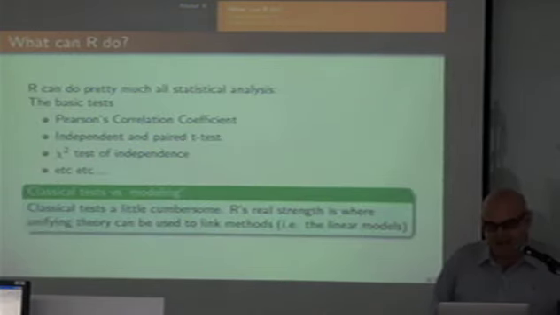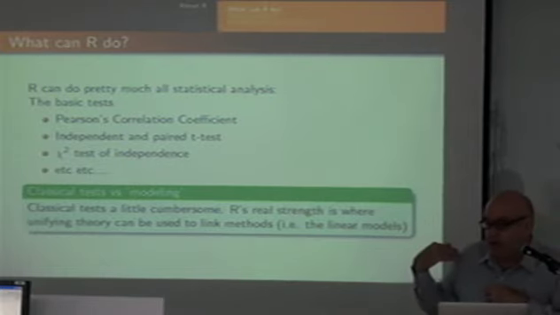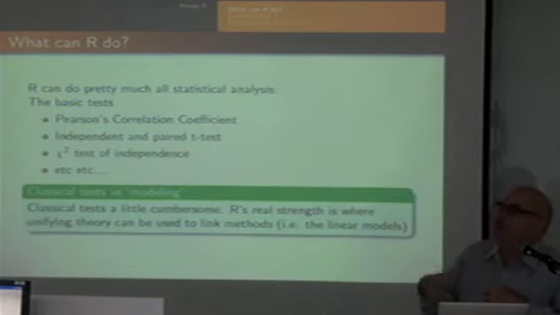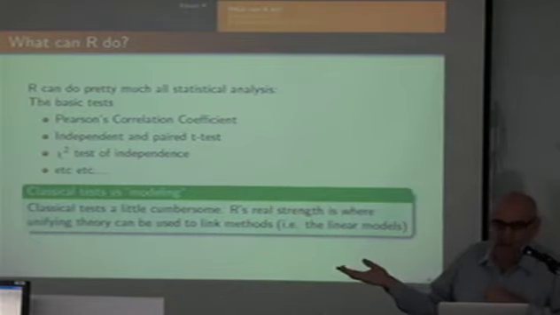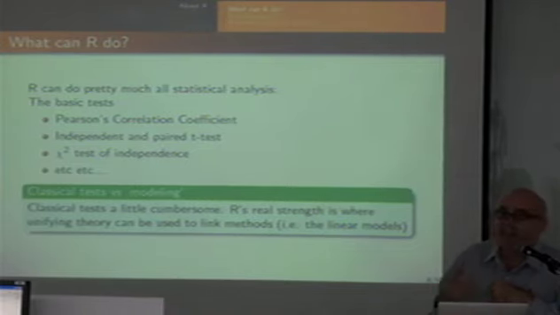Okay, so what can R do? It can do the basics, and I'm not actually going to go through these tests at all, because most of these tests we can use a model to test a similar hypothesis anyway. But it can do the Pearson's correlation coefficient, independent and paired t-tests, chi-square tests of independence, and so on. As I said before, the classical bivariate tests are a little bit cumbersome. They're not tied together through unifying theory, so they all look different.